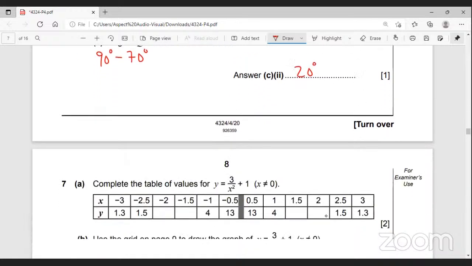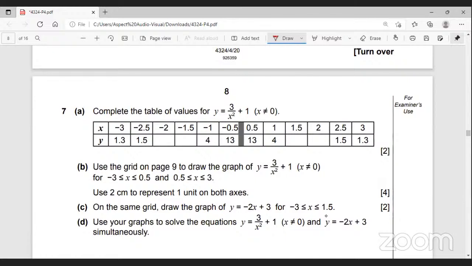Okay, so when you come tomorrow, you do question 7. You guys can go and try and do it at home, draw the graph, and then correct that tomorrow.